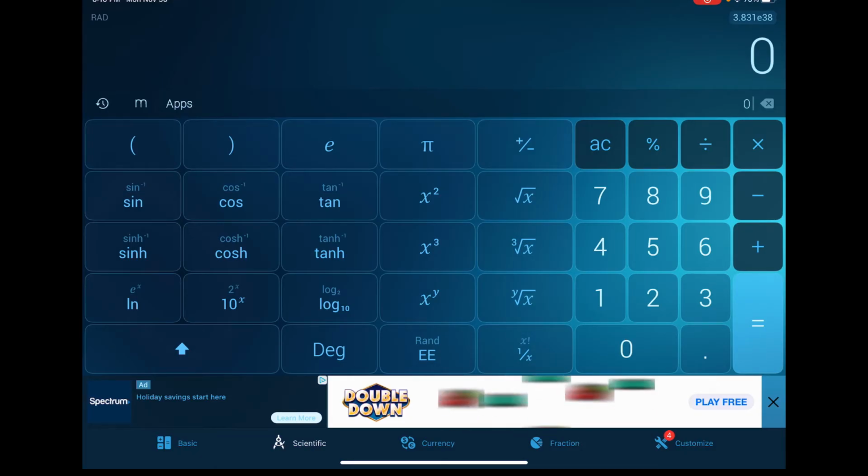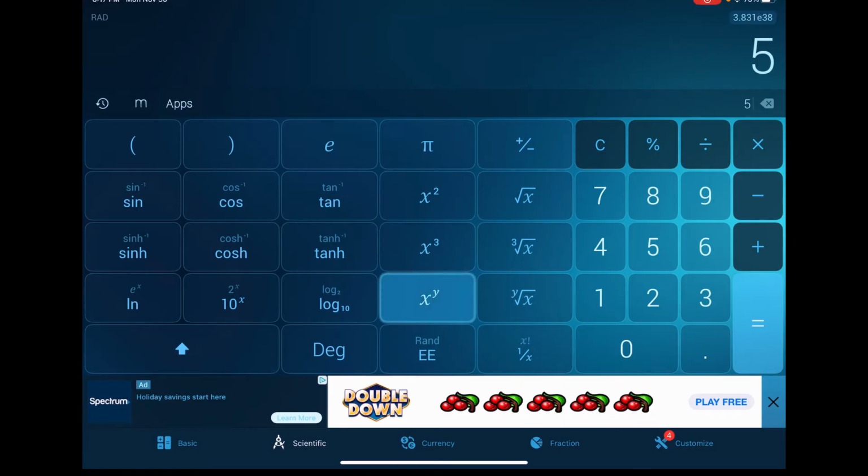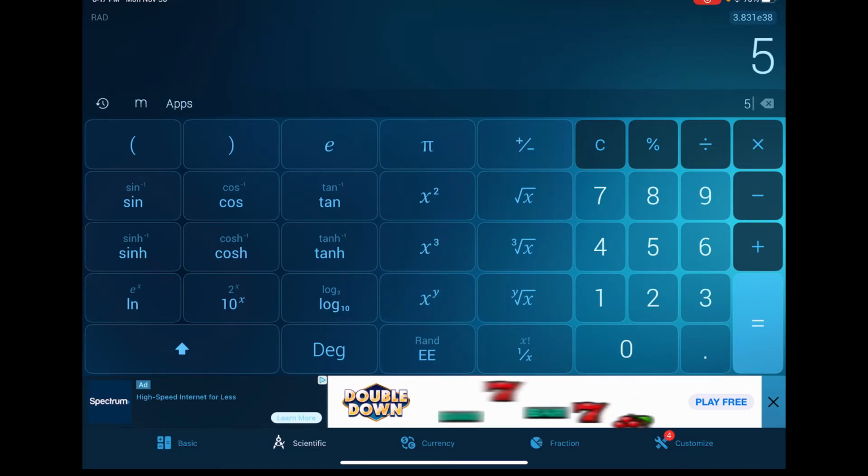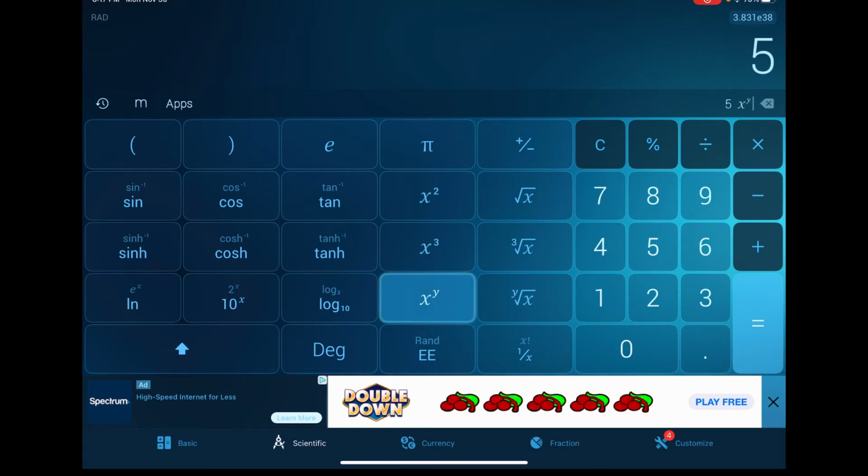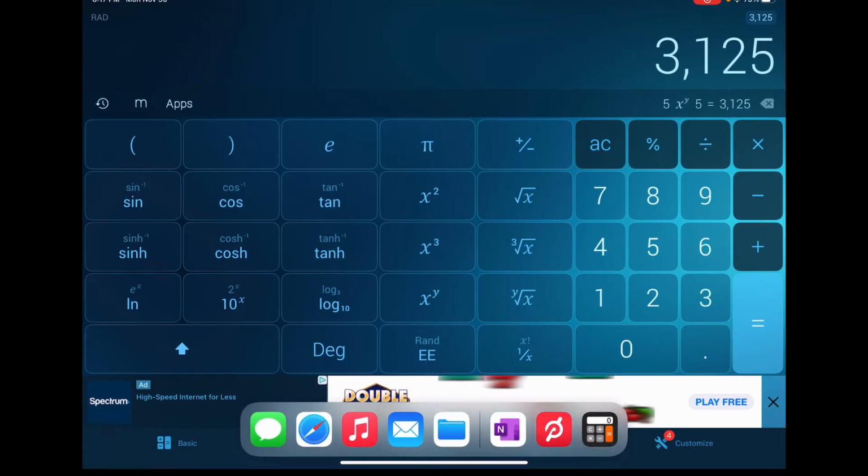So we're doing 5 to the 5th power. We have 5 right here, and then find the little button that says x to the y. I'm highlighting it right here, x to the y. So 5, and then I hit x to the y, to the 5th power. And that'll pop up there, to the 5th power. And that is equal to 3,125.